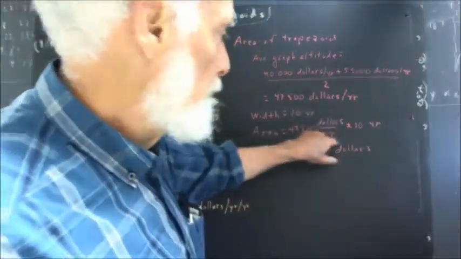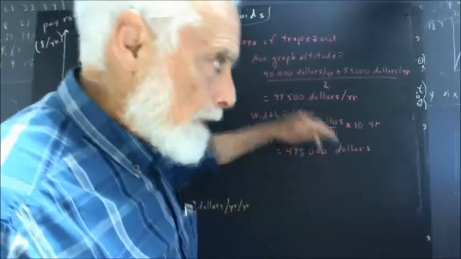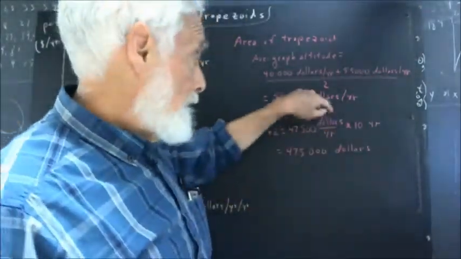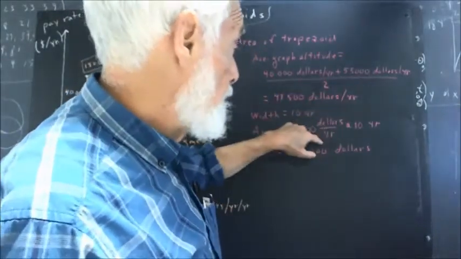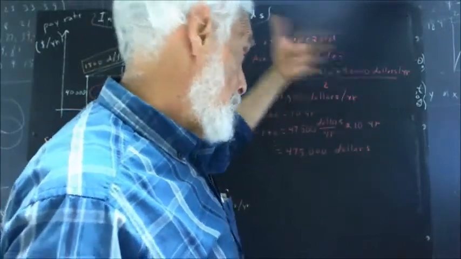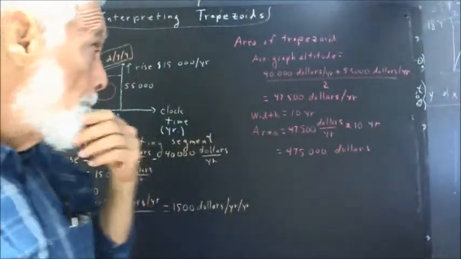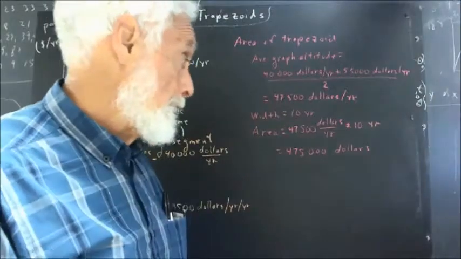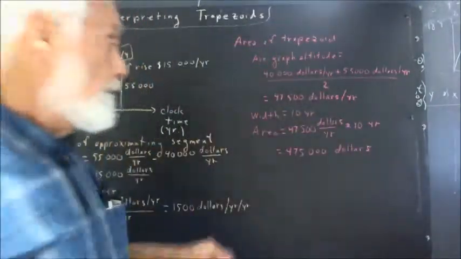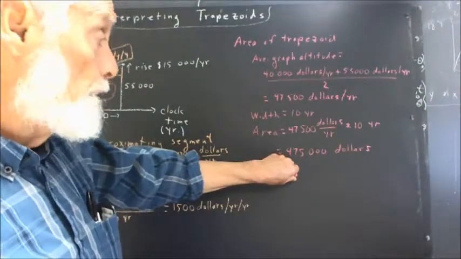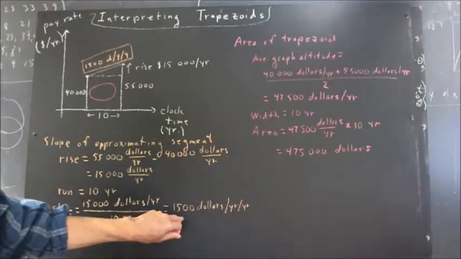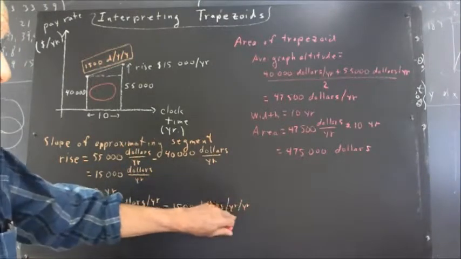Since dollars over years multiplied by years, I don't like crossing out the years. People do it wrong all the time. It's dollars times years over years, which is dollars times years divided by years. Years divided by years is unity. Multiply that by dollars, you get dollars. Okay, so the area represents $475,000. The slope represents $1,500 per year.